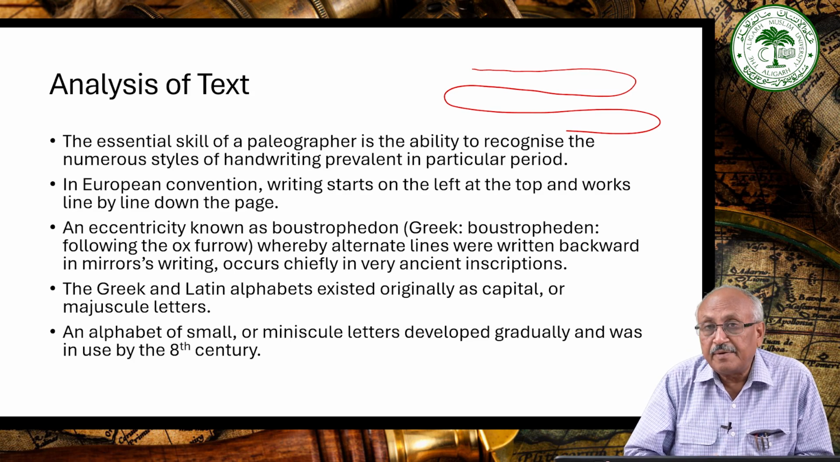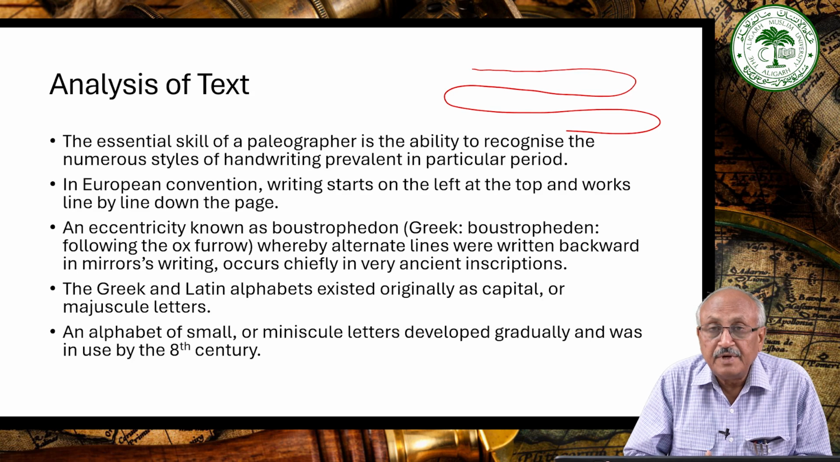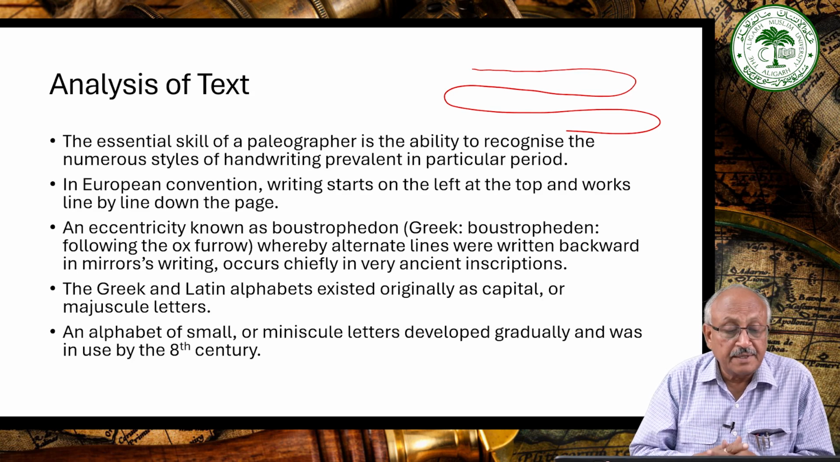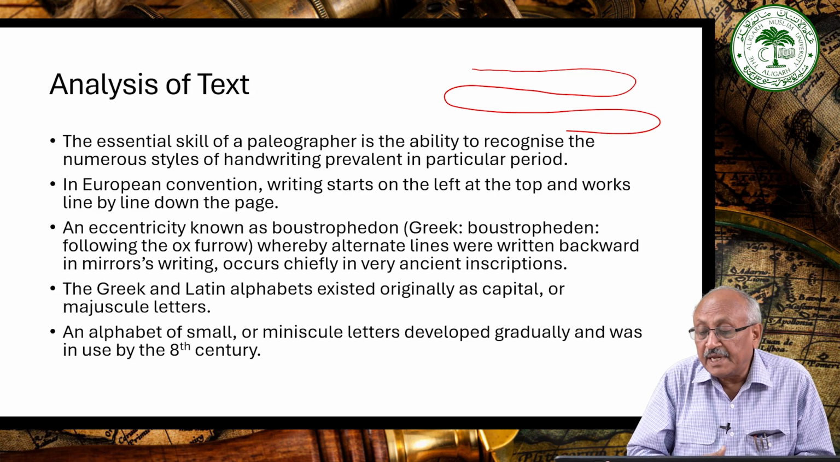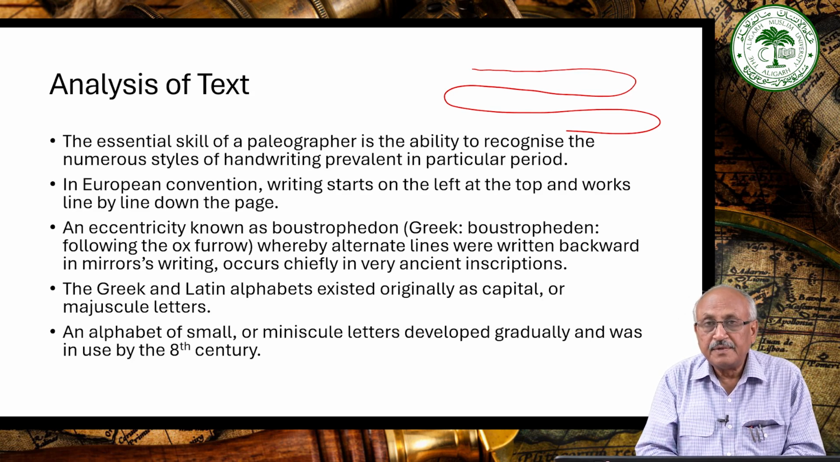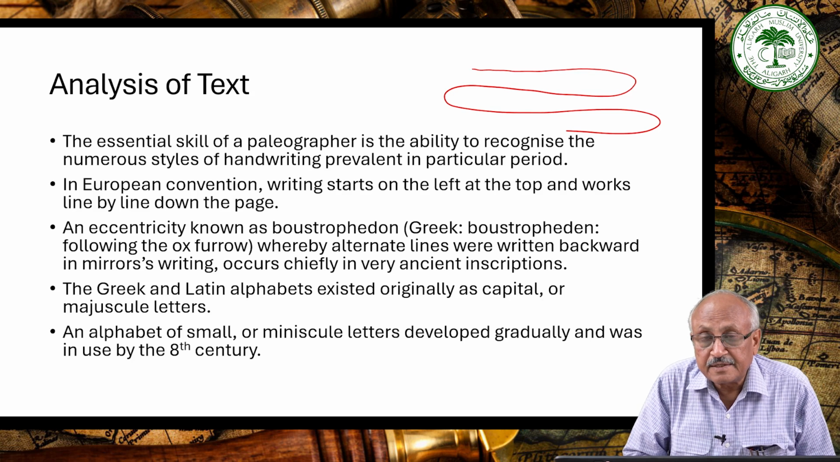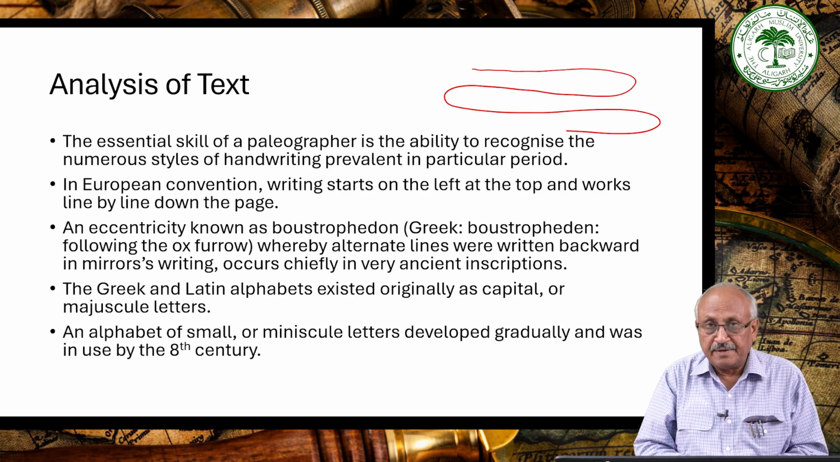Greek and Latin alphabets existed originally as capital or majuscule letters. An alphabet of small or minuscule letters developed gradually and was in use by the 8th century AD. When we are typing, we say use caps, or use normal font. So that kind of thing, majuscule and minuscule. Here, I stop. And next, we will be discussing epigraphy in detail.